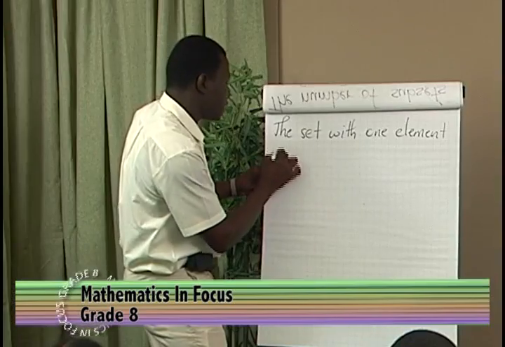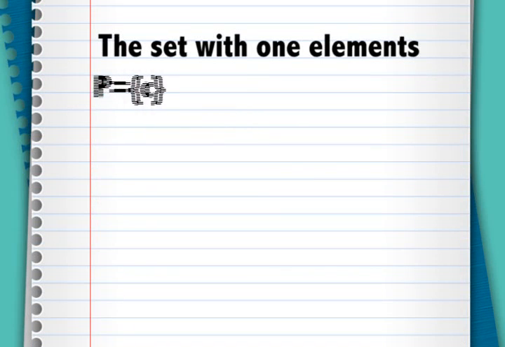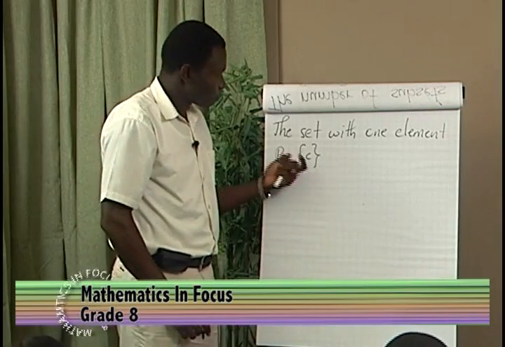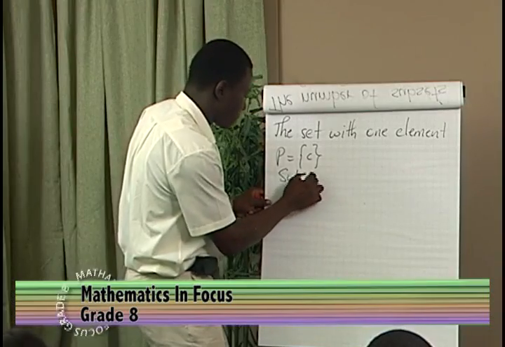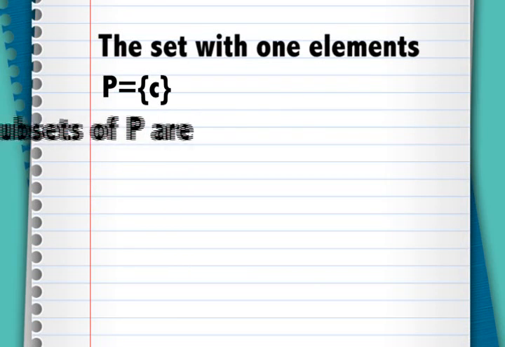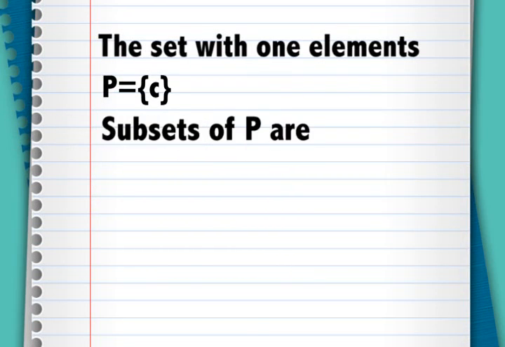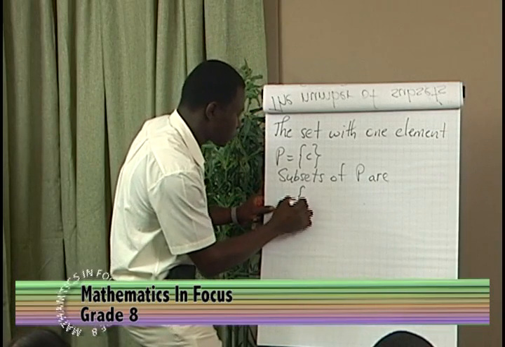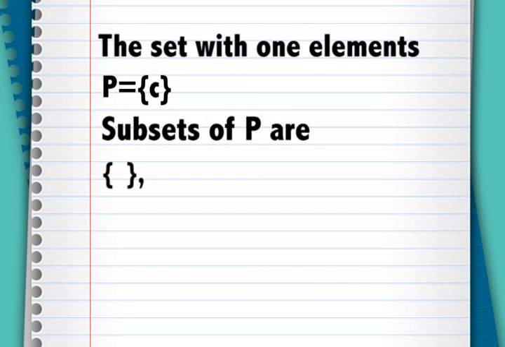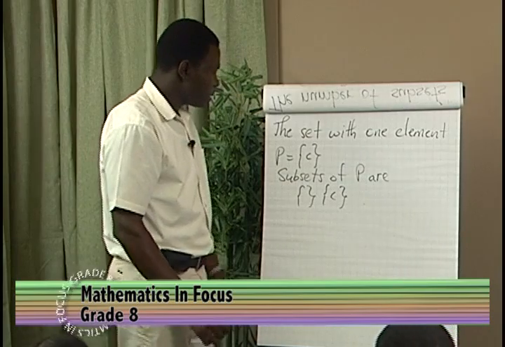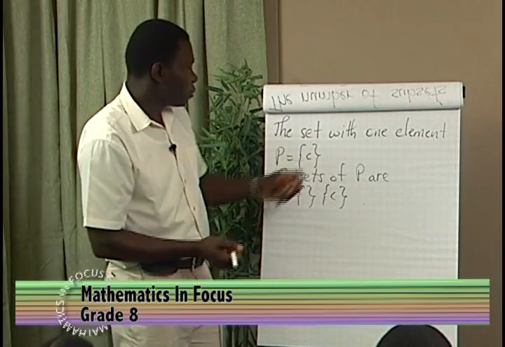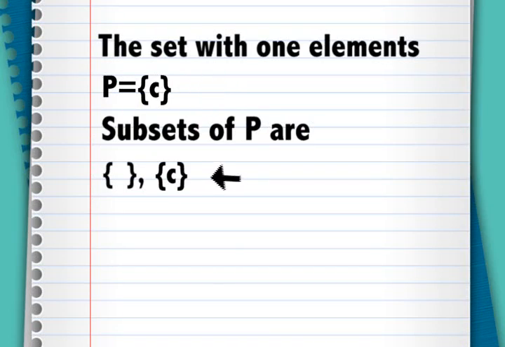The set with 1 element. So if we have P equal to the set with the letter C, what are the subsets of P? The empty set, and the set C. So a set with one element has 2 subsets.